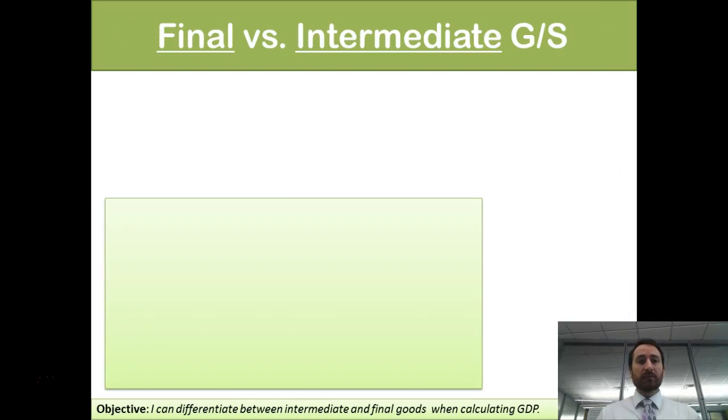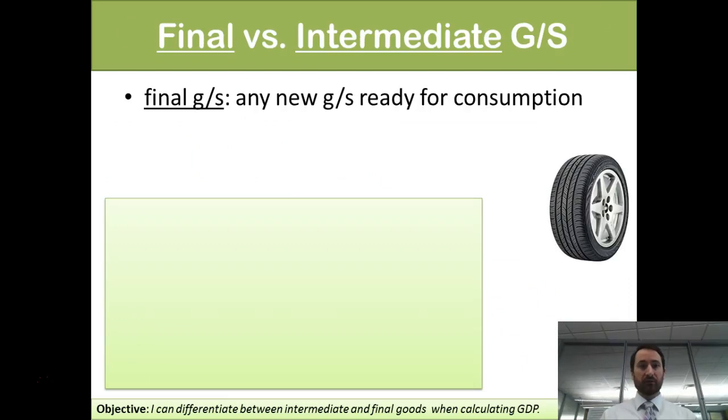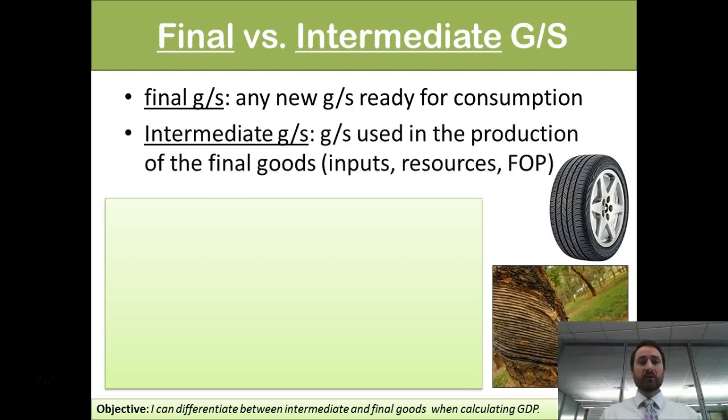Quick look at the difference between final and intermediate goods and services. Your final is anything new that's ready for consumption. Your intermediate are going to be things that are used in the production of those final goods. So we previously called those things inputs or resources or factors of production. I've got a picture of a tree here that produces rubber, and that rubber is then used to make all of our products that use rubber, like a tire. So that would be an intermediate good or service or a factor of production that's used to make something else.